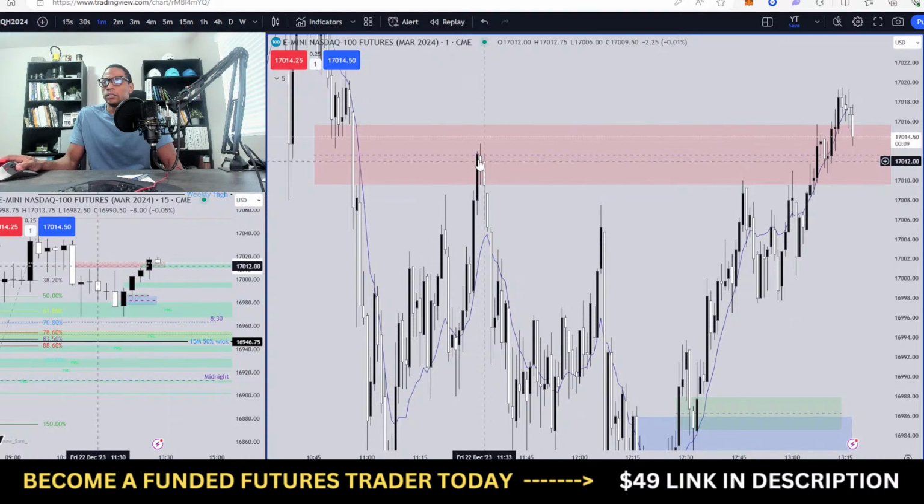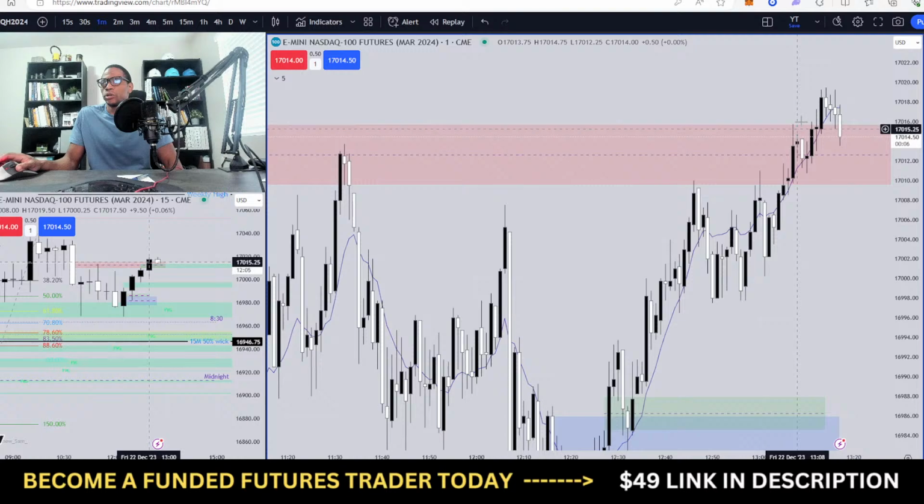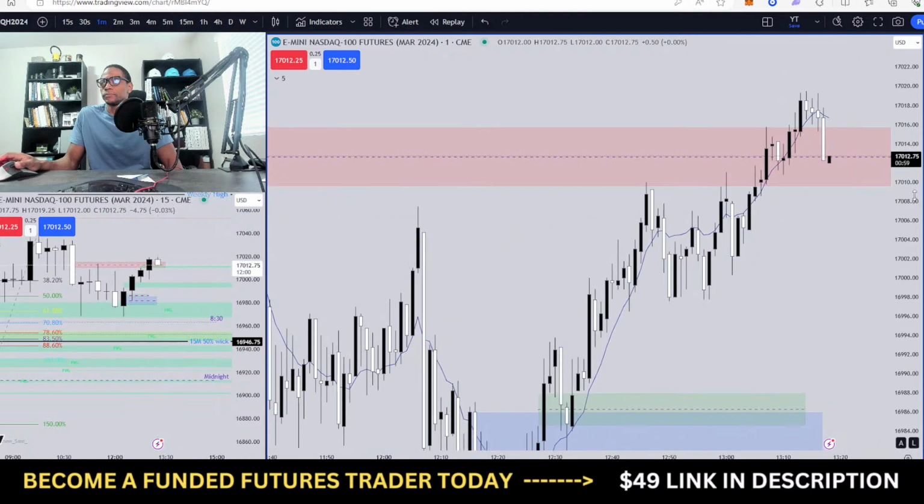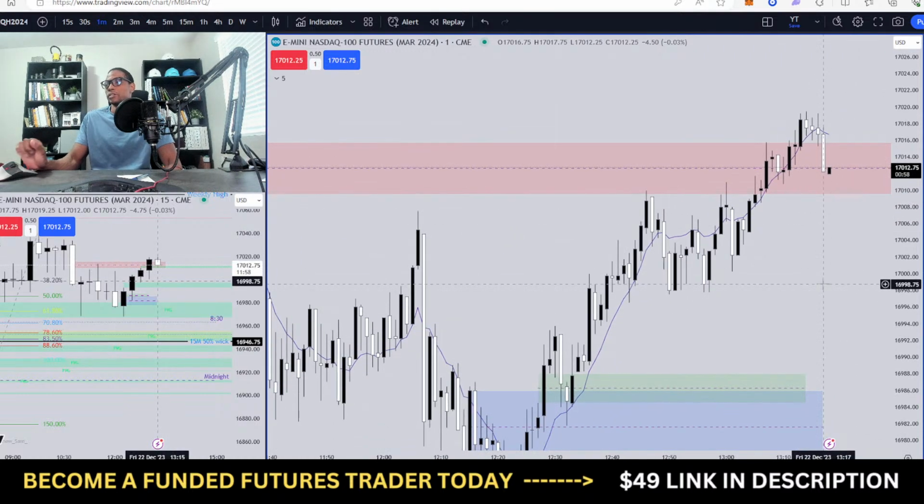because we already had a test up to the 50%. Now we've had a trade all the way through, but we've had a decent amount of trading in this area. We don't want to see it lose this level.